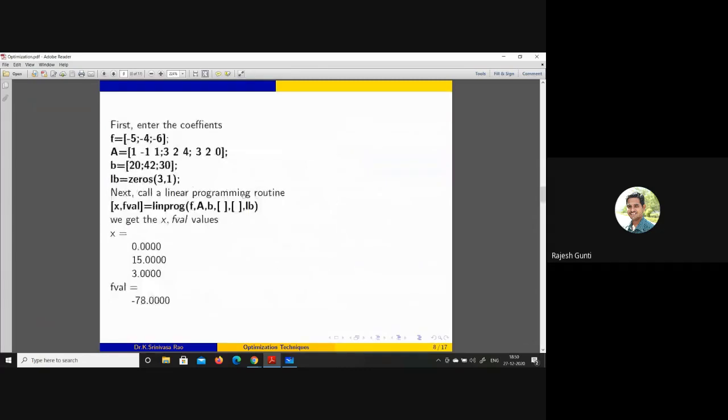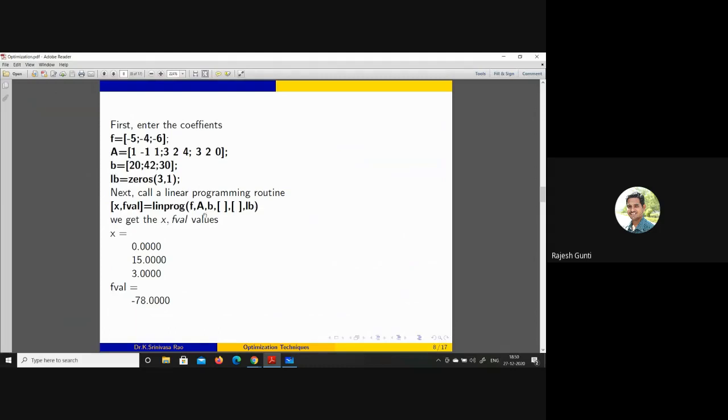So we have taken this solver linprog. x, fval is equal to linprog of f, A matrix, B matrix. There is no equality constraint, so a null matrix, then lower bounds, zeros. Upper bounds are not there, so any value you can take. That's why we are not mentioning anything. It is not empty. There is no constraint on the upper bound.